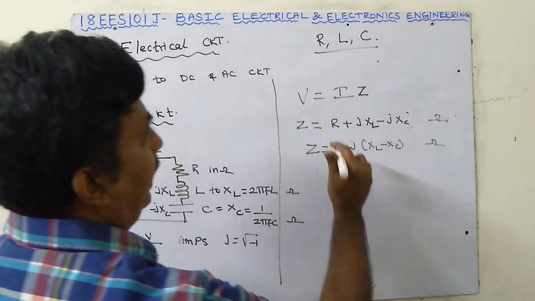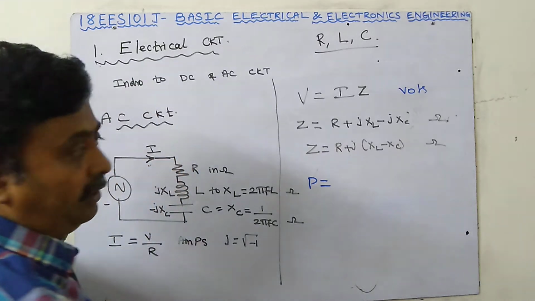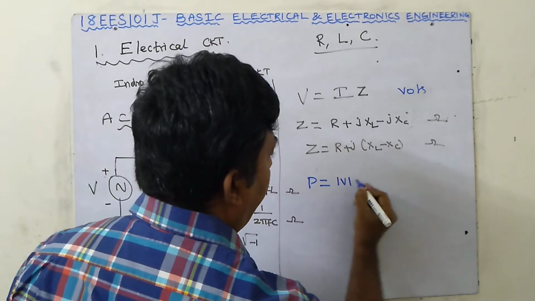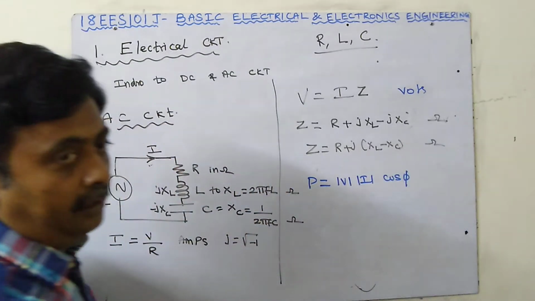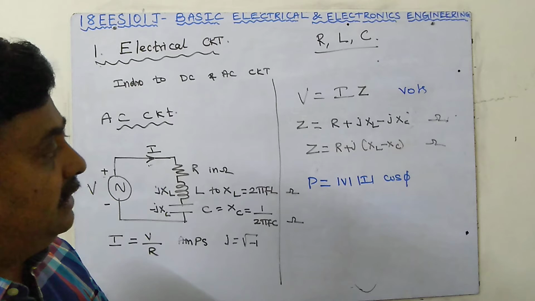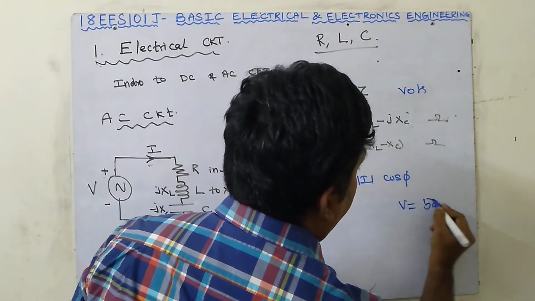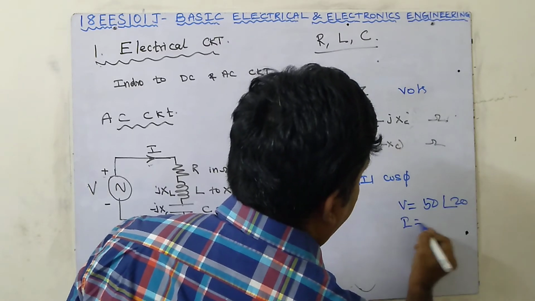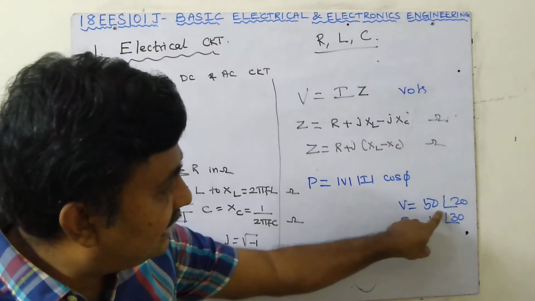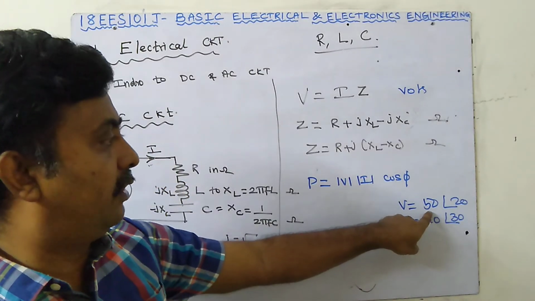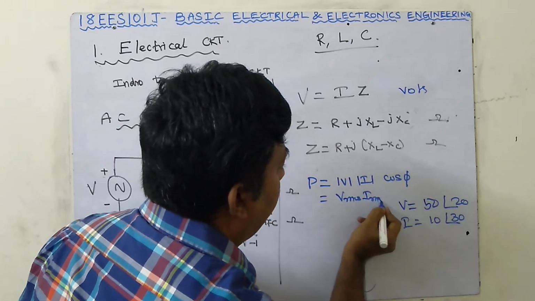Coming to power, what is the formula for power? Power equals modulus of V into modulus of I into cos phi, where phi is the angle, because these are complex numbers. For example, voltage V equals 50 at an angle of 20 and current I equals 10 at an angle of 30. Modulus of V means the magnitude or RMS value, so it is VRMS and IRMS into cos phi.